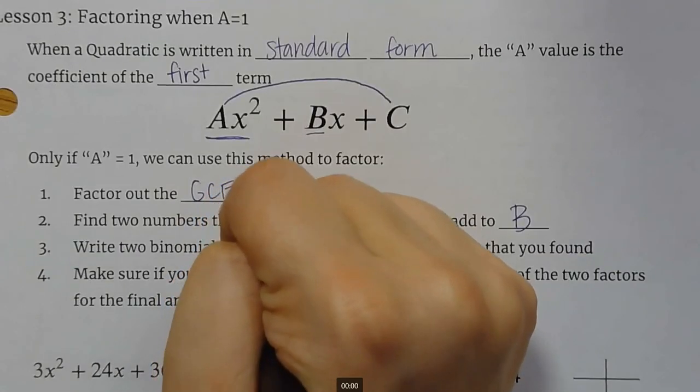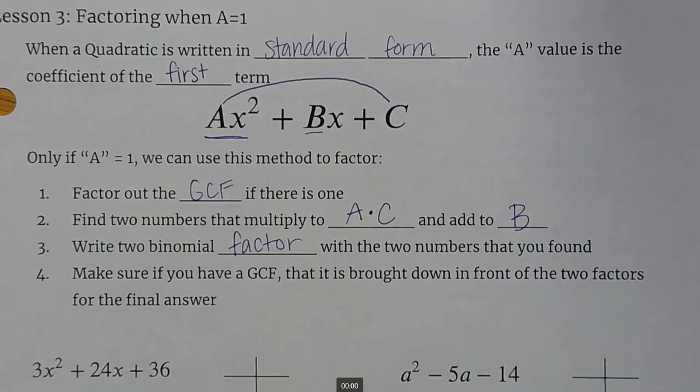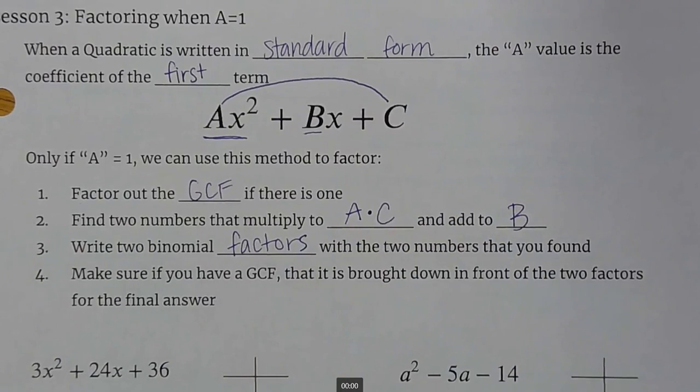Once we find those 2 numbers, we're going to write 2 binomial factors. What is a binomial? How many terms does a binomial have? 2. So we're going to write 2 binomial factors, like x plus 2 times x plus 3, with the 2 numbers that you found. We do need to make sure that if there was a GCF that we factored out in the beginning, we still bring that down to the end, because otherwise it wouldn't be equivalent. Once we actually do one of these, it'll make sense.